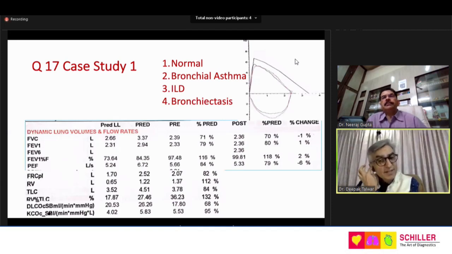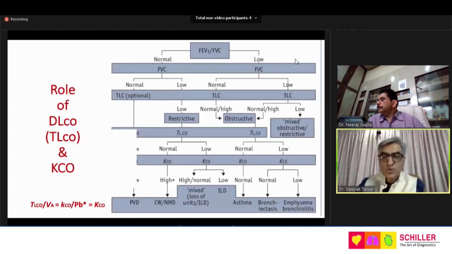And then with a decrease in diffusion capacity and normal KCO, you are into a situation where it's more of a mixed thing, where one kind of defect is trying to overlap with the other one, which is very common in bronchiectasis, because bronchiectasis and sarcoidosis are two conditions which can have mixed defects, the obstructive as well as restrictive, from the complete lung function test, like we have done here. So we can consider that there.